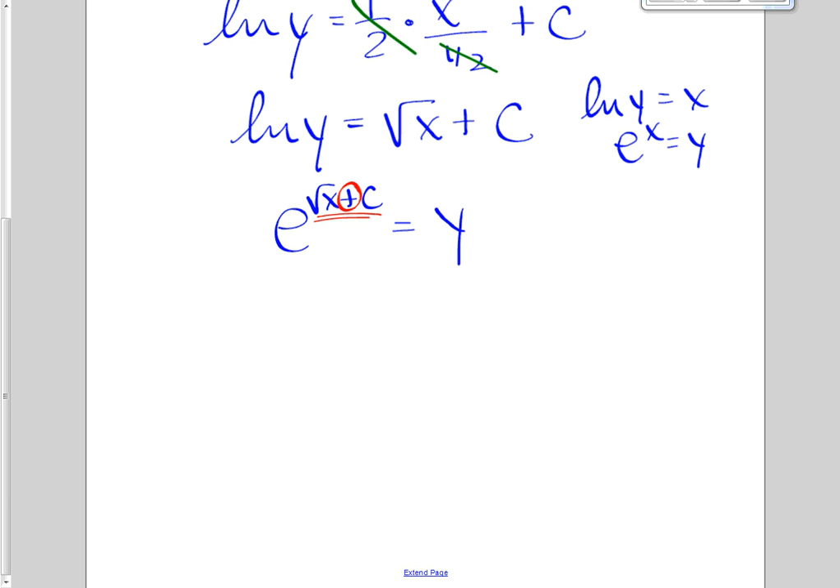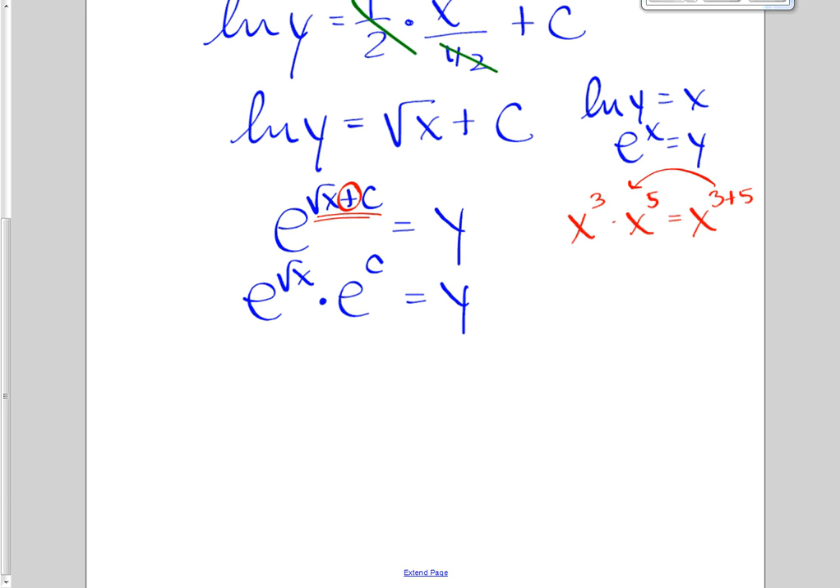And of course, remember that if I've got x cubed times x to the fifth, I add those exponents, right, to get x to the eighth. Well, I can do this in reverse as well. So if I take that same concept, this is going to be e to the radical x times e to the c is equal to y.